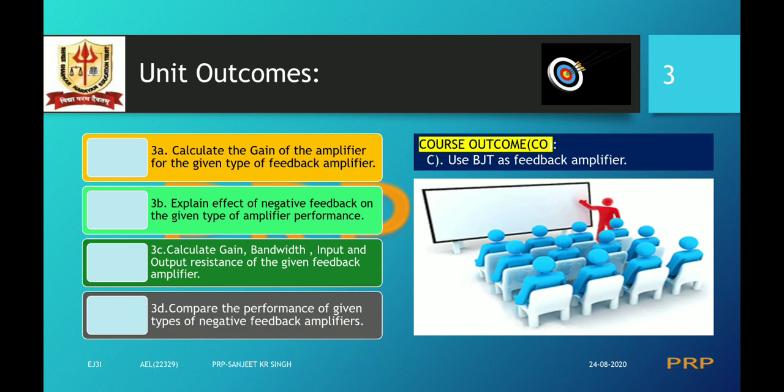So after going through this presentation and the Part 2 presentation, the learner is expected to have the knowledge of how to calculate the gain of the amplifier for the given type of feedback amplifier, explain the effect of negative feedback on the given type of amplifier performance, calculate gain, bandwidth, input and output resistance of the given feedback amplifier, and fourth, compare the performance of the given types of negative feedback amplifiers. The course outcome of the third unit is to use BJT as feedback amplifier.